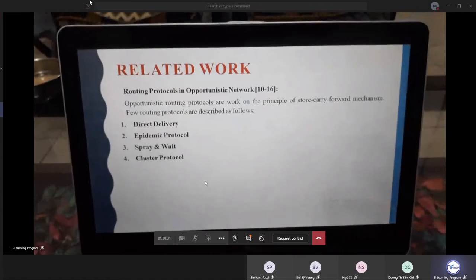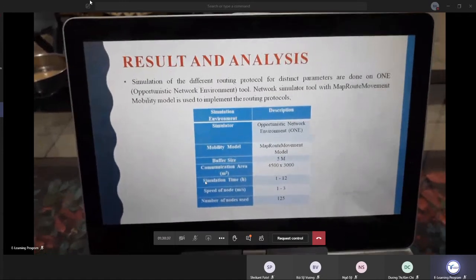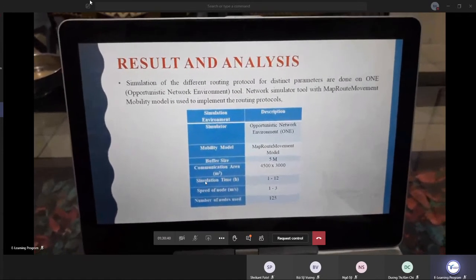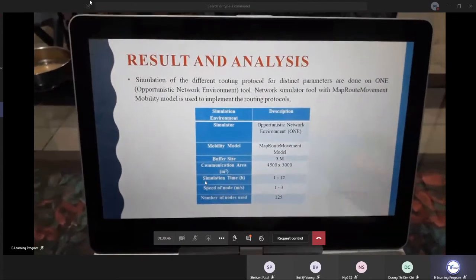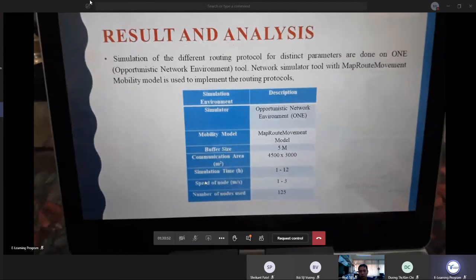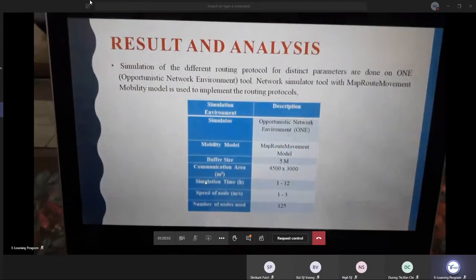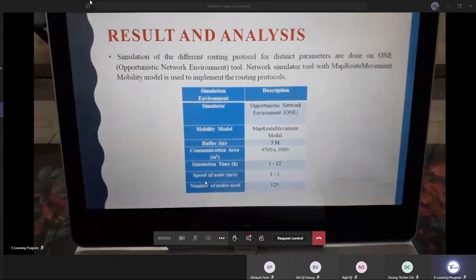After the related work, I will come to the next section, results and analysis. As I told you before, I used one tool, the Opportunistic Network Environment tool. It uses the map route movement mobility model for simulating these four routing protocols on one simulation tool.